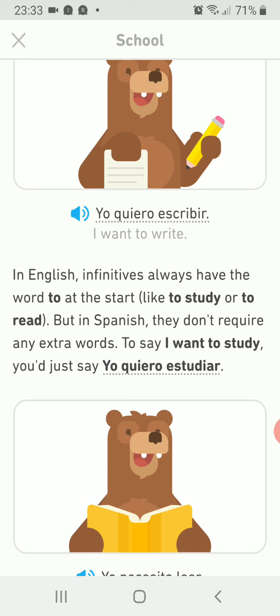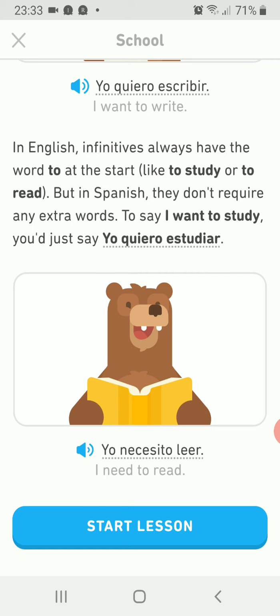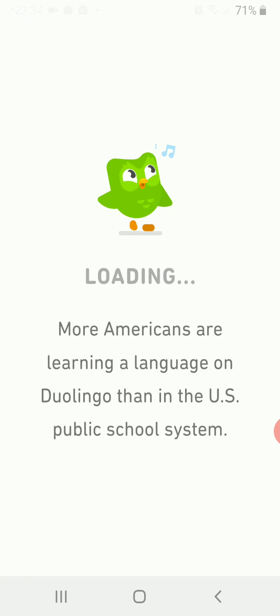But in Spanish, they don't require any extra words. So you have to bear in mind that this particle or preposition to is not necessary in Spanish. To say I want to study, you just say yo quiero estudiar. I want to study. Yo necesito leer. Necesito is I need. So sometimes you can omit, like I said previously, the pronoun yo. Just say necesito leer. By looking at how the verb is conjugated, you can tell who is speaking. I need to read. Let's get busy. So let's start with the lessons.